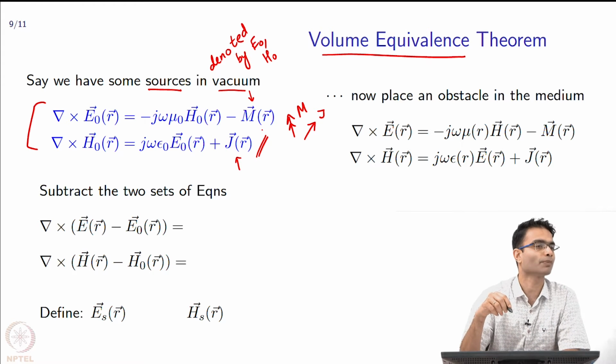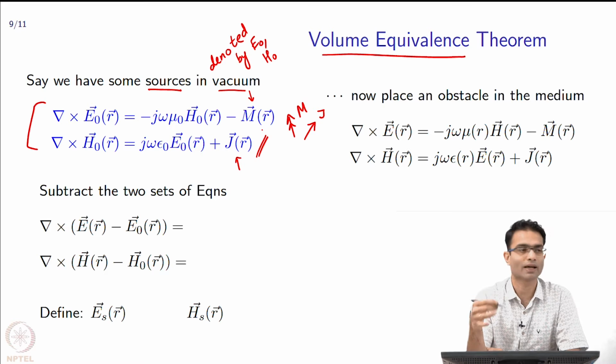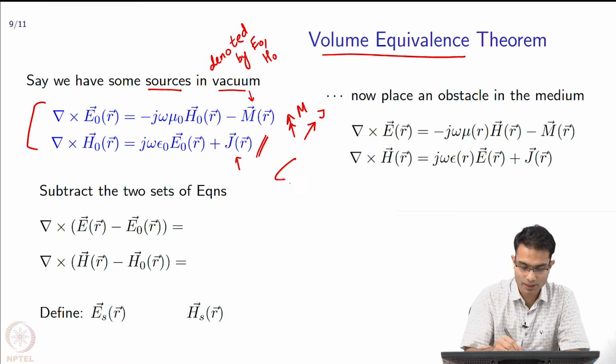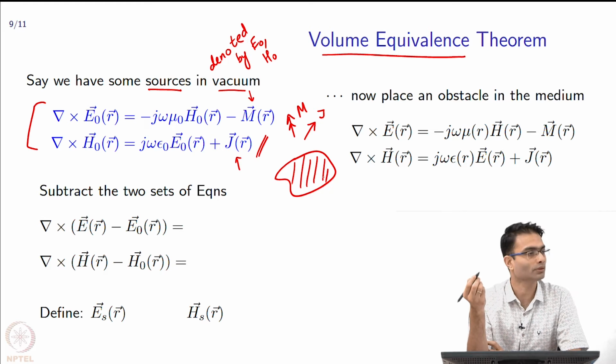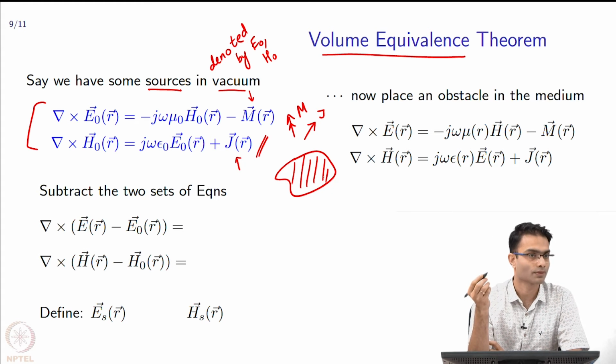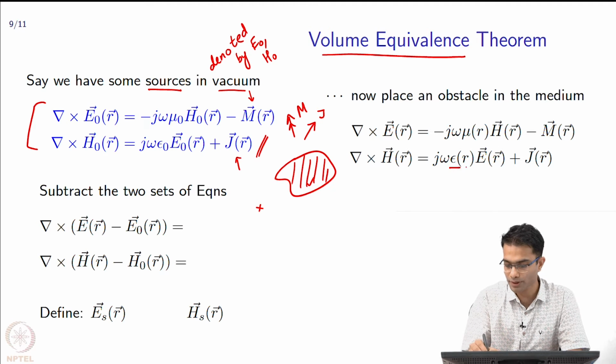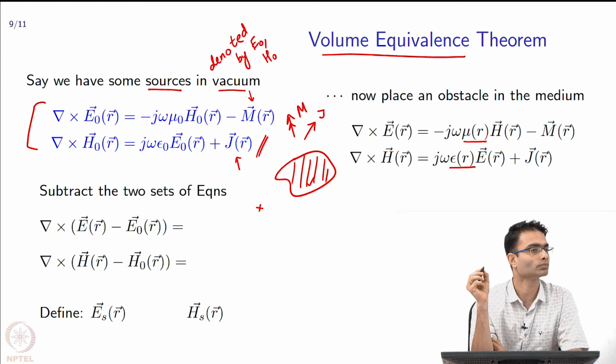Now, let us make life a little more interesting, because real life will have objects. So, let us say I place some obstacle over here. How should I characterize an obstacle or any object? By the medium properties mu and epsilon, which will be a function of space. For example, here there is nothing and here there is the object. All of that information is captured in epsilon r and mu r, so I denoted it as a function of space.